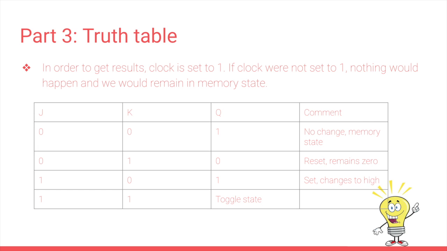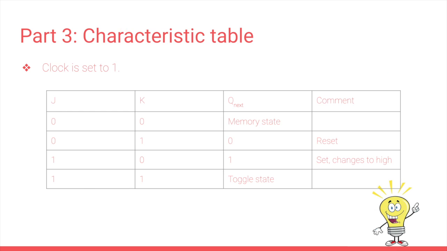In order to get results, the clock is set to 1. If the clock were not set to 1, nothing would happen and we would remain in memory state. Here you can see the truth table for the JK flip-flop. And here is the characteristic table for the JK flip-flop.